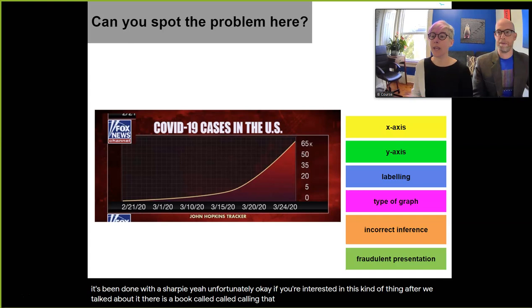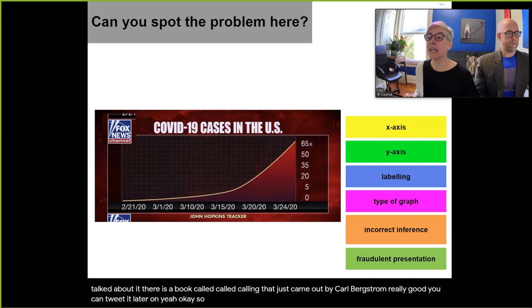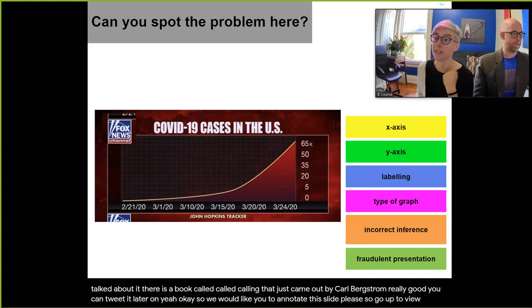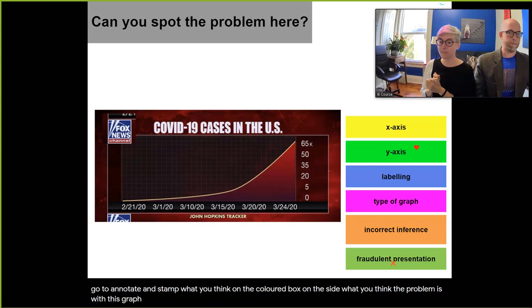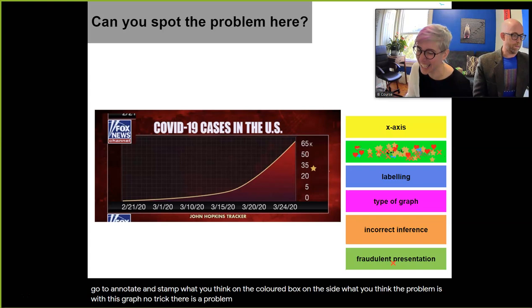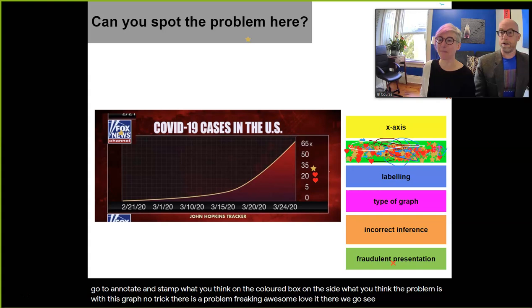Okay, so we would like you to annotate this slide, please. Go up to view options, go to annotate and stamp on the colored box on the side what you think the problem is with this graph. No trick. There is a problem. Stamp the problem.